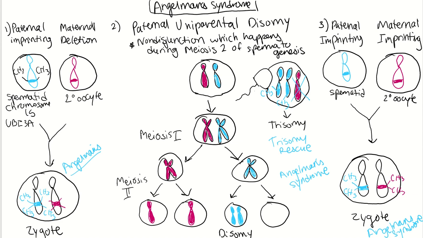So this was Angelman syndrome, but if you reverse the paternal and maternal for all these three scenarios, you get Prader-Willi syndrome. And these are both considered, I guess, high yield for Step 1.